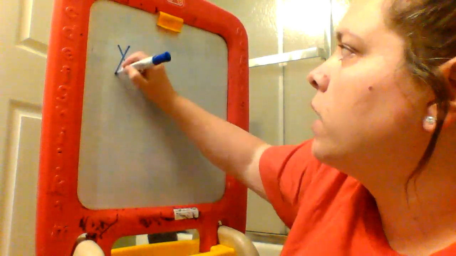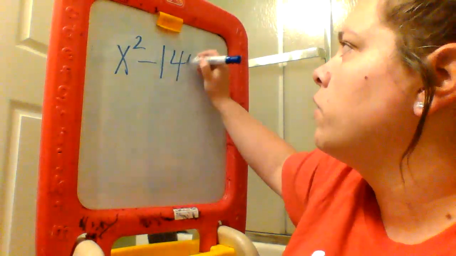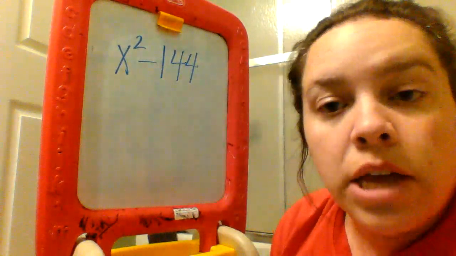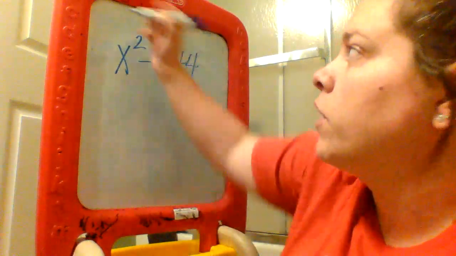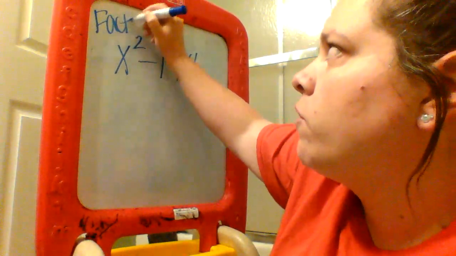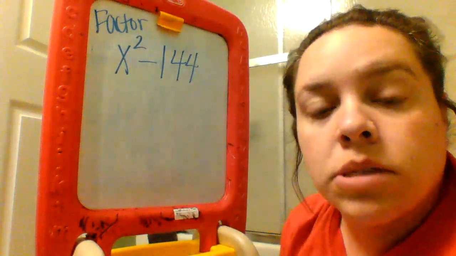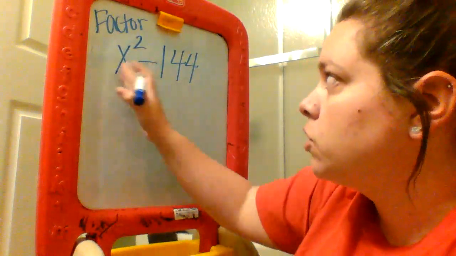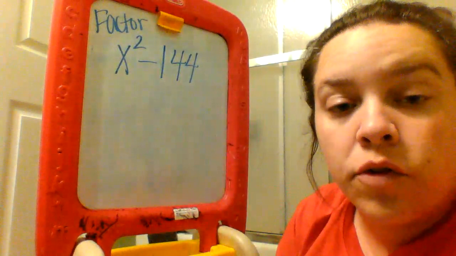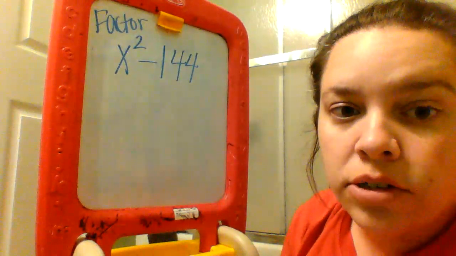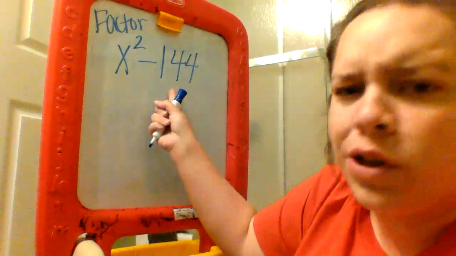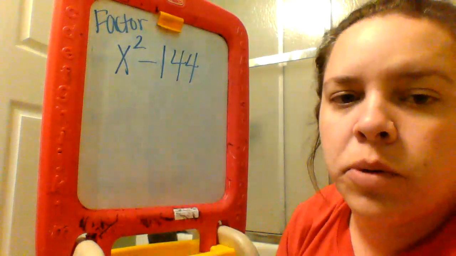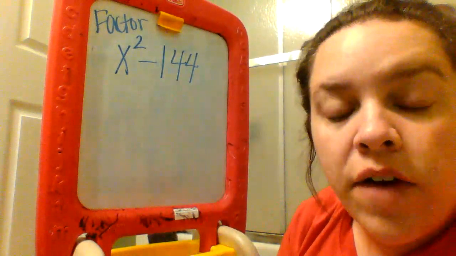Okay, so how about x squared minus 144? So right off the bat, you should notice that this one looks different, and the directions are just going to be what they have been: factor, okay? So we're checking. Is it in standard form? X squared, number, yes, it is in standard form. Is there a greatest common factor? 1 and 144. No, there's no greatest common factor between 1 and 144. So now I'm ready to factor.